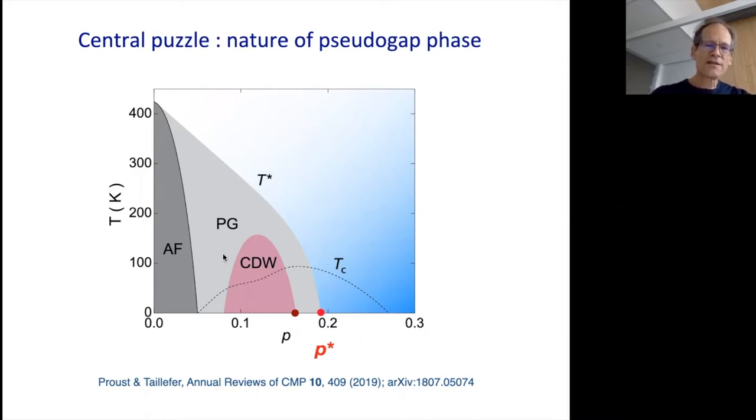There are other phases in this phase diagram, the phase of charge density wave order, and I won't mention this today. So the focus is really going to be on the pseudogap phase and this critical point p star. If you're interested, with my colleague Cyril Proust, we wrote a sort of a perspective article on all this a few years ago. And I encourage you to go there if you want to have more information.